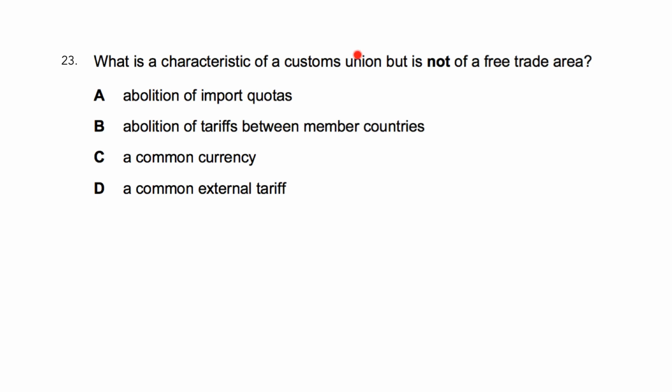So what is the characteristic of a custom union? D, a common external tariff. What happens in a free trade area? You don't have a common external tariff, you have a different trade policy. Make sense?